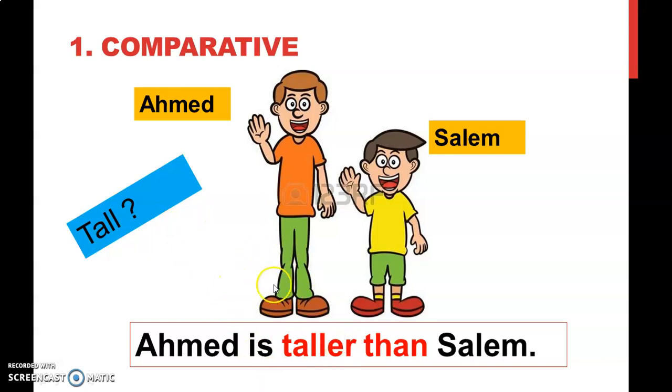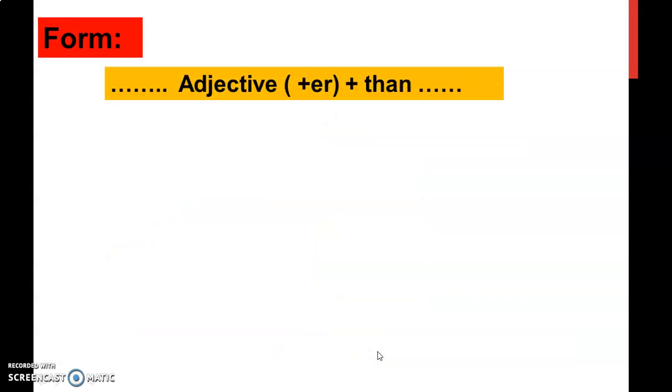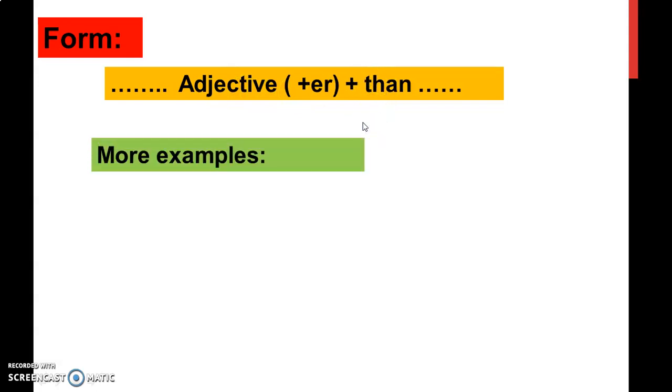So what is the form that we followed here? So I have the adjective tall. I added er. After that, I added than, taller than. Next, we said when we compare, we need the adjective plus er plus than. I repeat, the adjective plus er plus than. Let's see more examples.